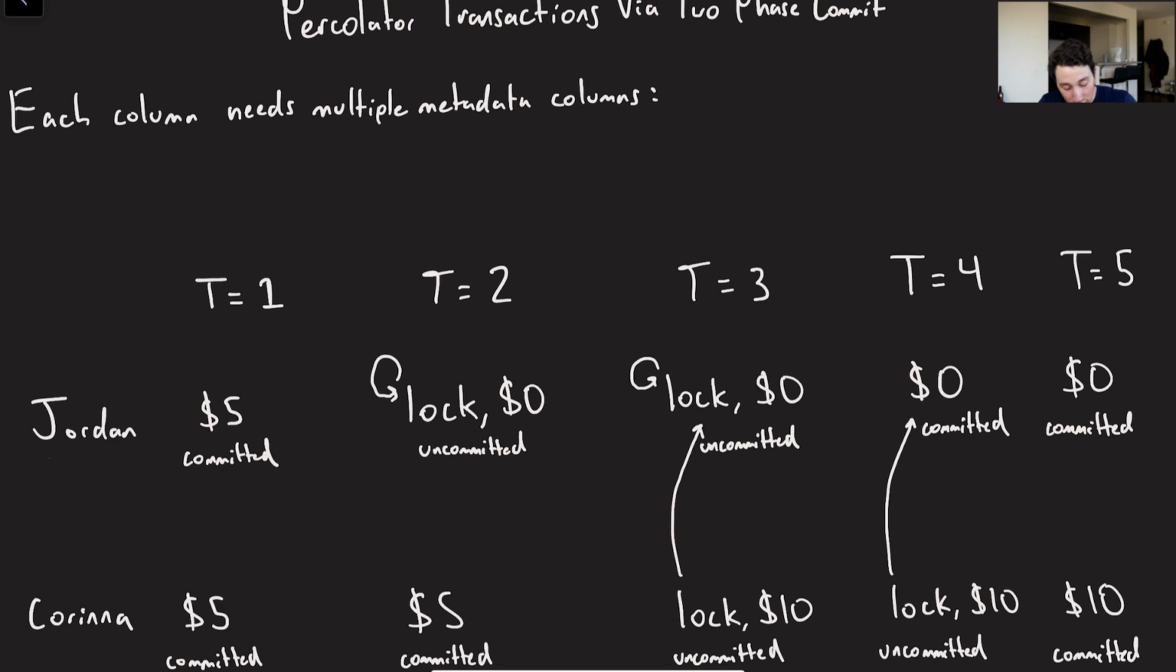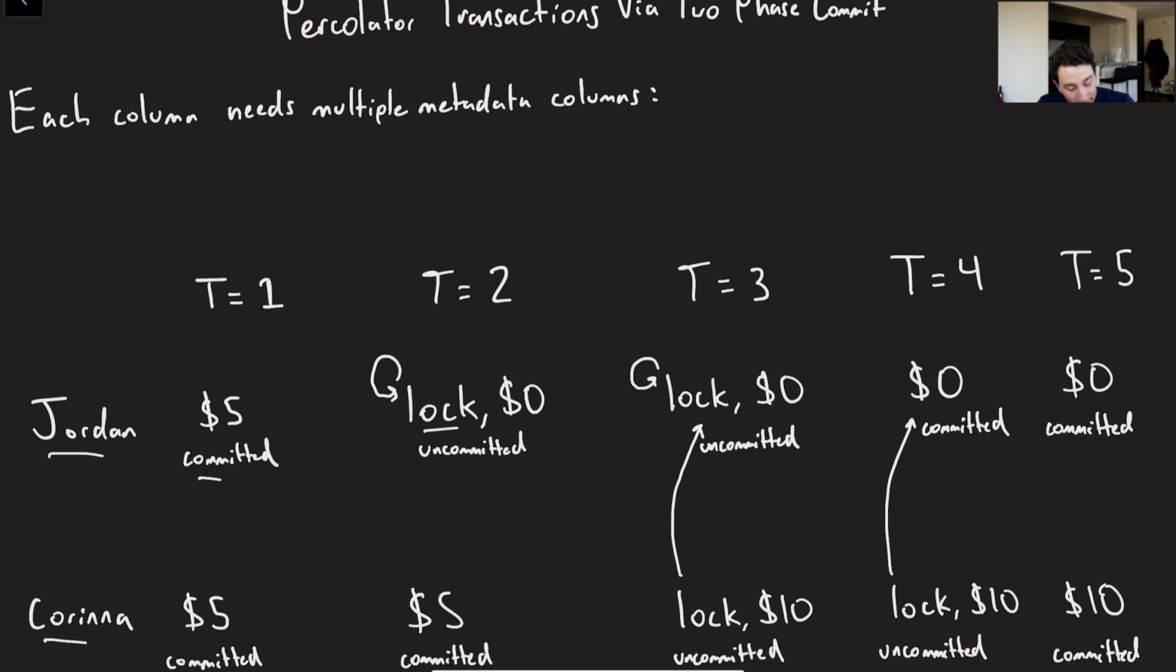So again, if we're just writing to the rows Jordan and Corinna, at t equals 1, we've got committed writes with $5 for the both of us. At t equals 2, I basically grab a lock because I want to do a multi-row transaction. The reason we need these locks is that we ultimately want to make this atomic, right? It's not acceptable that one row might go through and the other wouldn't. And so right now we're just talking about the atomic piece, and then we'll talk about the serializable piece.